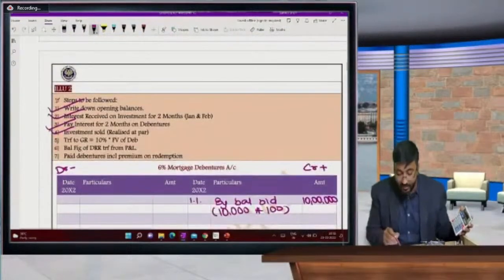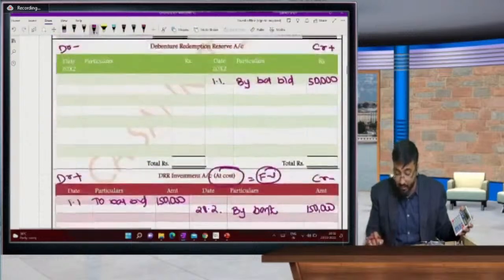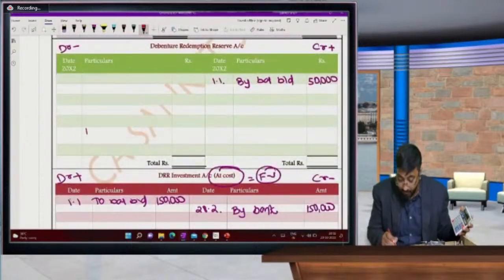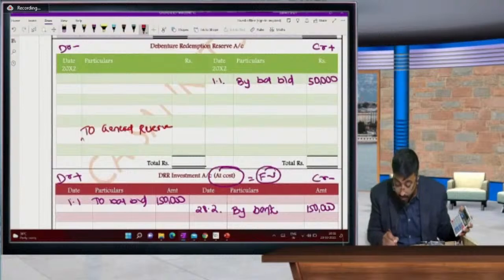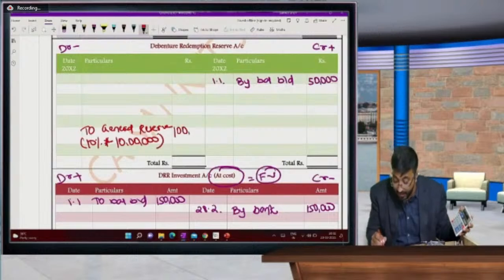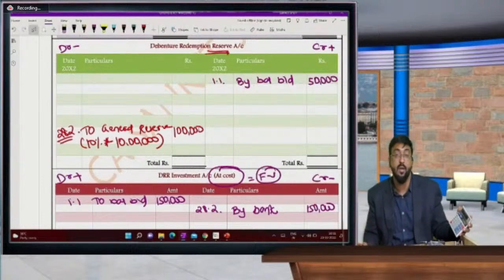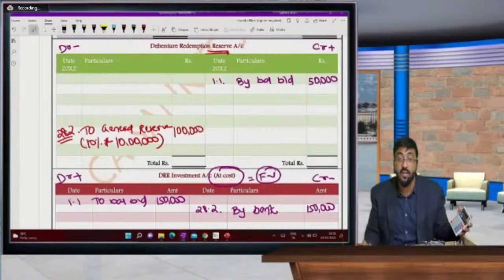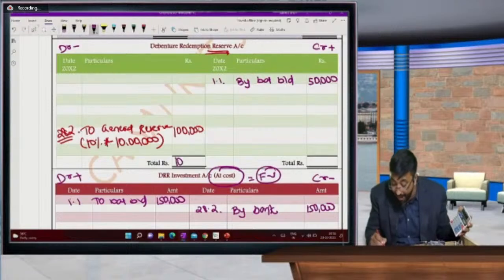So fourth is correct. Now very important, transfer to general reserve, red pen, to general reserve, very important. You have to create DRR of 10% of the value of debentures. So the transfer to general reserve will be 10% of 10 lakhs, that is 1 lakh. Now there is no need to maintain this account because you redeemed it. So to general reserve 1 lakh, and this is a balancing figure.